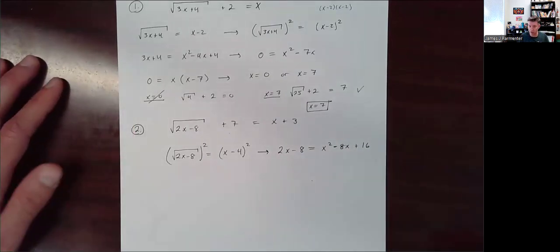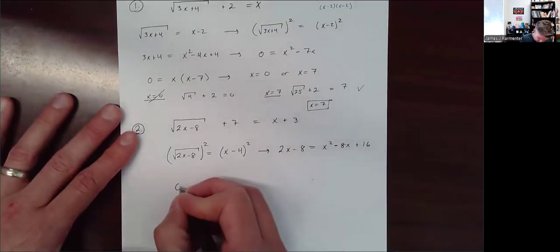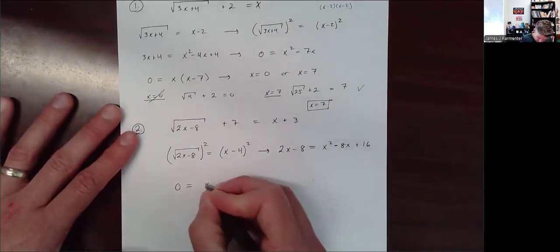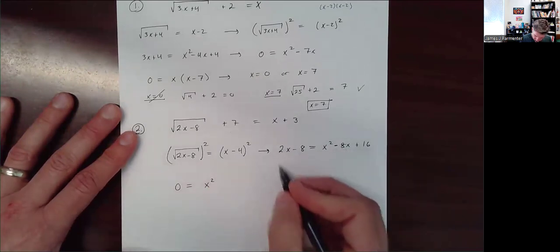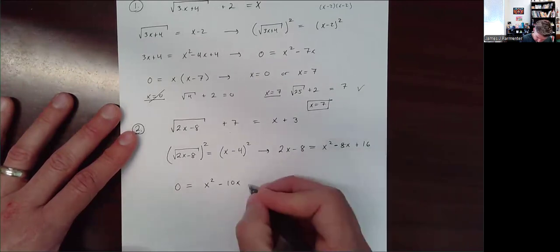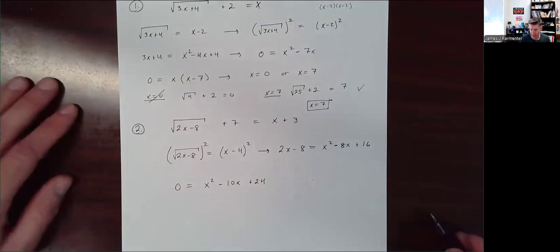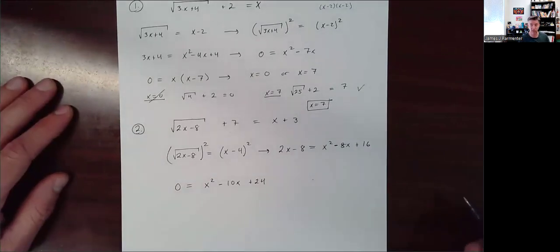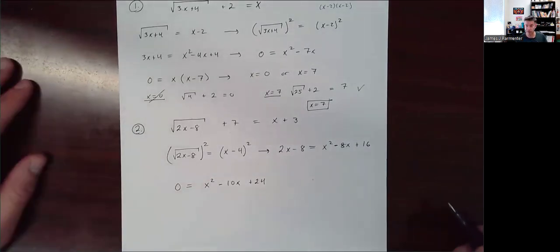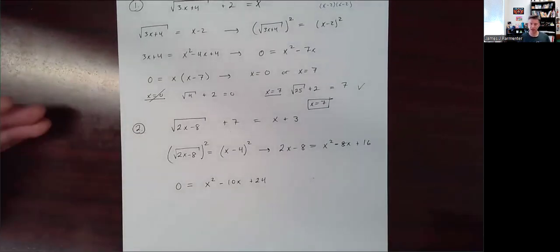Again, bring all the terms to one side. I'm going to bring them to the right-hand side. So I'm going to say that 0 on the left-hand side equals x squared minus 8x minus 2x, which is minus 10x, and 16 plus 8 is plus 24. It would also be totally fine to write this on the left-hand side. I could have written x squared minus 10x plus 24 equals 0. Same difference.